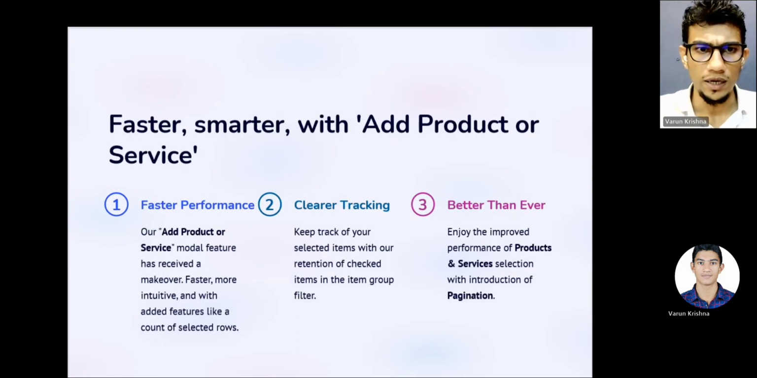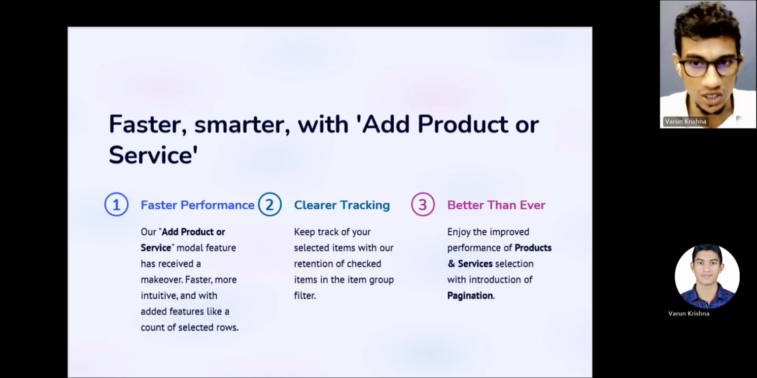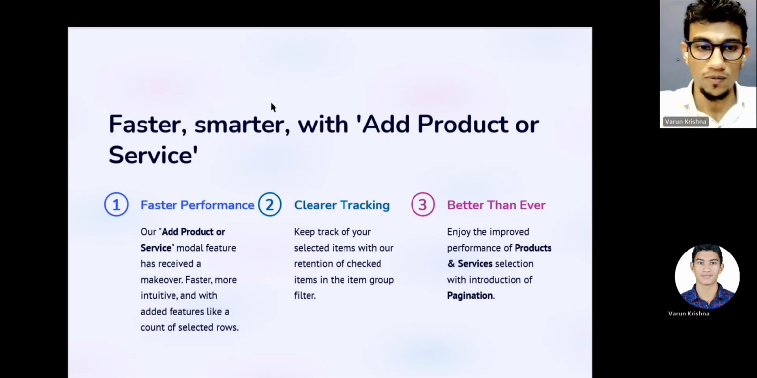Yes. Next, faster, smarter with add product or service. Our add product or service model feature has received a complete makeover. Faster, more intuitive, and with added features like a count of selected rows, and we have clearer tracking. We have brought in improved performance related to products and services selection with the introduction of pagination. So we will figure it out.